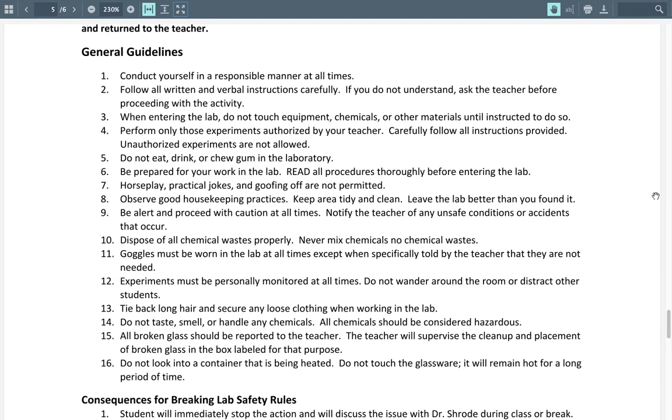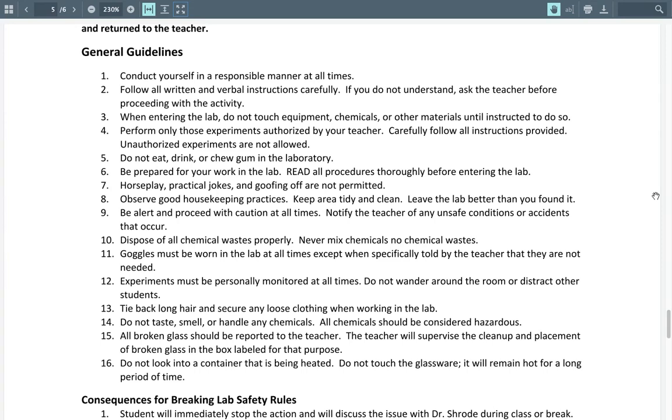Number 8, observe good housekeeping practices. Keep your area tidy and clean, and leave the lab better than you found it. This is the same thing at your house, so make sure your area is clean when you're doing your lab experiments so that you don't contaminate your lab experiments. Number 9, be alert and proceed with caution at all times. Notify the teacher if any unsafe conditions or accidents occur. Number 10, dispose of all chemical waste properly. Don't ever mix chemicals unless you are told to do so.